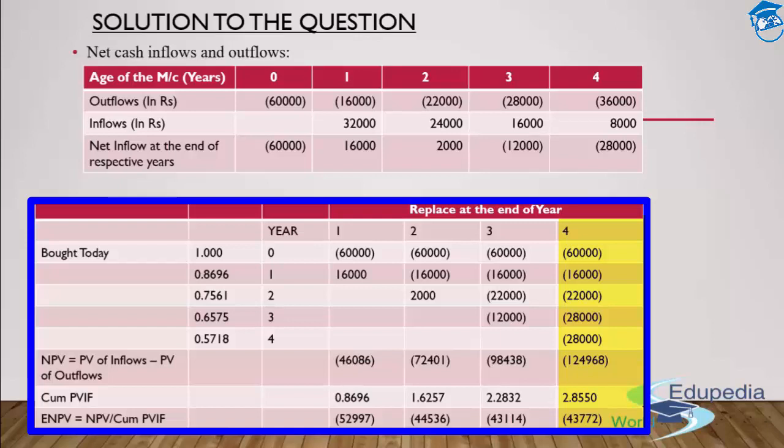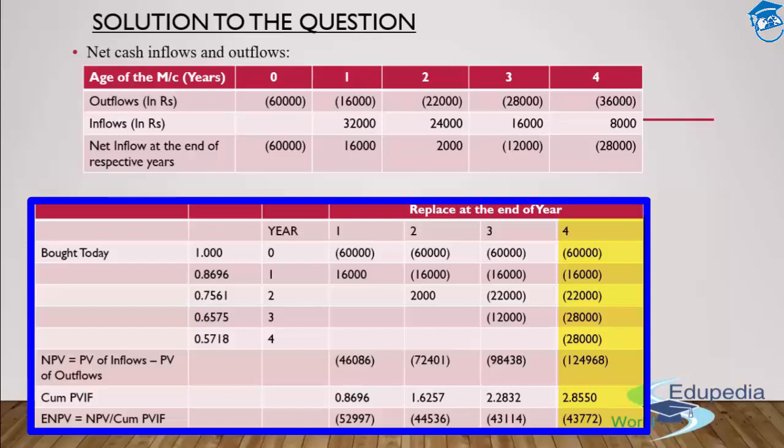Okay, so the cumulative present value interest rate factor for year 1 is 0.8696. I'll be adding 0.7561 to it. For the next year, it will be 1.6257. Then again, I'll be adding 0.6575 to it. I'll get 2.2832. And again, I'll be adding 0.5718 to it. I'll get 2.8550.